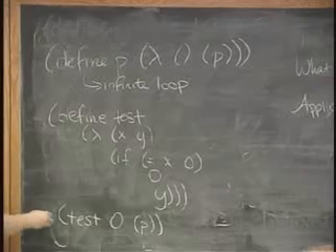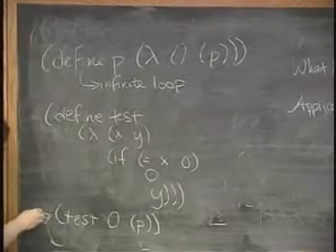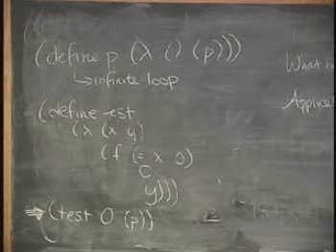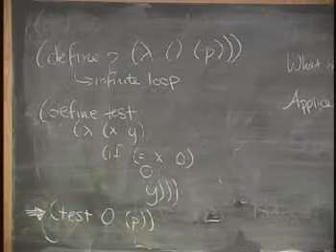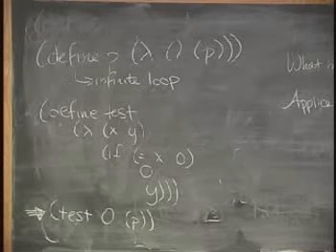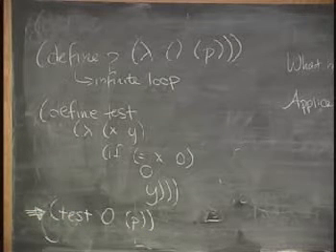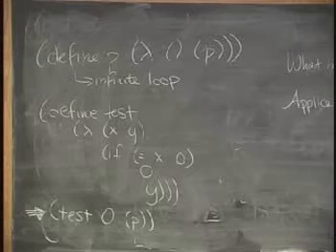Well, remember, what we're first evaluating is this. And what's our applicative Scheme rule? Evaluate all of the sub-expressions in any order. When we go to evaluate all of the sub-expressions, what happens? We get an infinite loop.